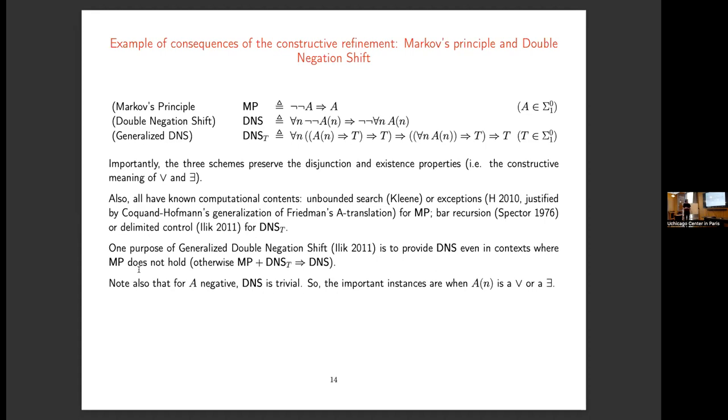The oldest one is Kleene's realization of Markov principle. Kleene shows that Markov principle is realizable. You just take a while loop. So you have a Sigma 0,1 statement, you look if P0 is true, if not, you look at P1, and so on. And with a meta classical argument, you know that this cannot go on forever because you have the negation of this, and you finally find the witness. There are other interpretations close to the dialectical interpretation, for instance, with exceptions.